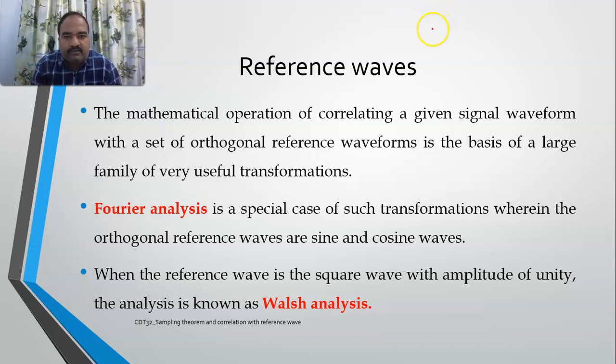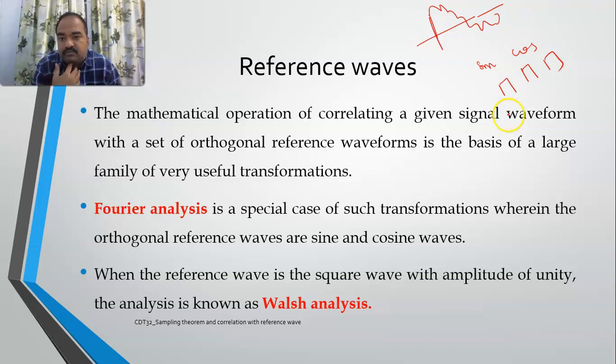If you have a waveform like this one, you need to write a mathematical equation for it. How do you write it? You can write it in the form of sine or cosine terms, or in the form of rectangular terms, or in some other forms also. So different types of reference waveforms can be chosen. One such concept is Fourier analysis, which is a special case of such transformations wherein the orthogonal reference waves are sine and cosine waves.